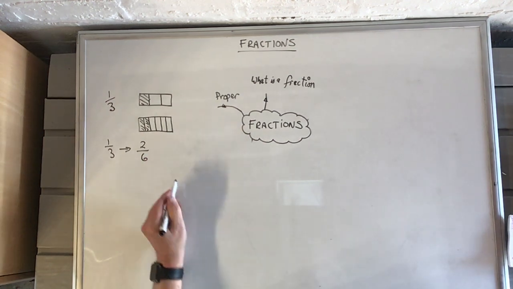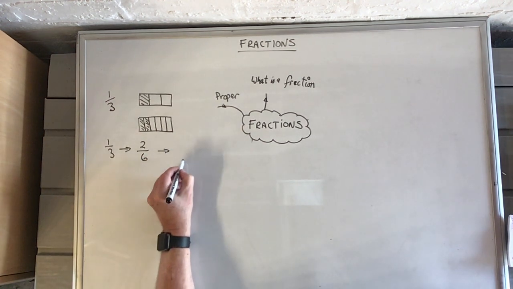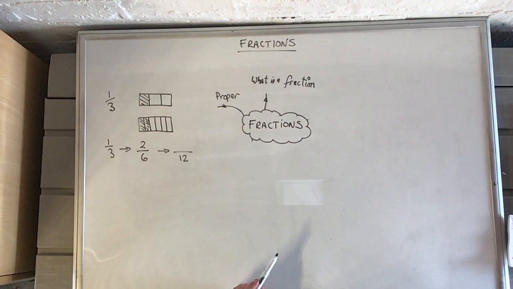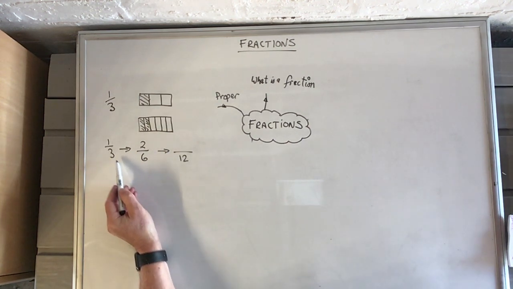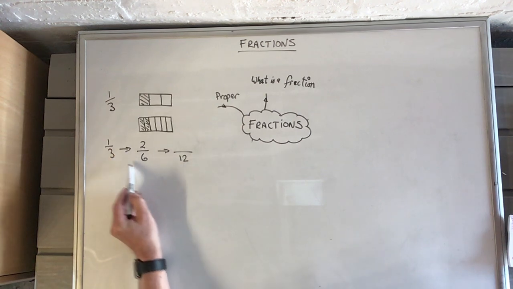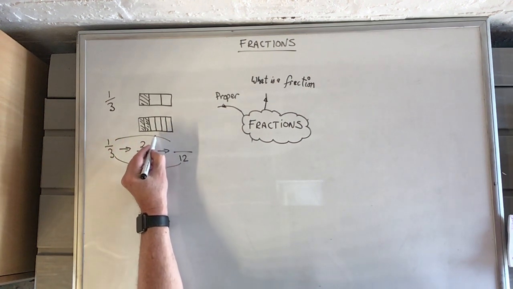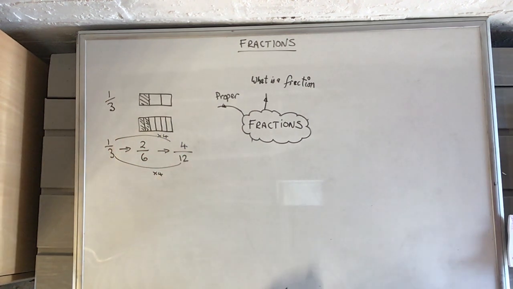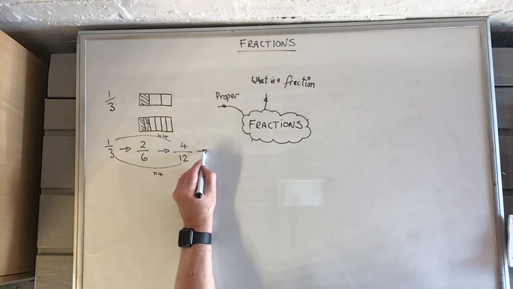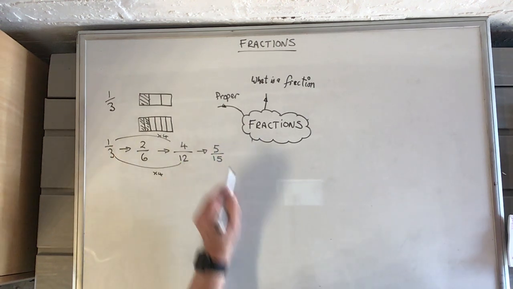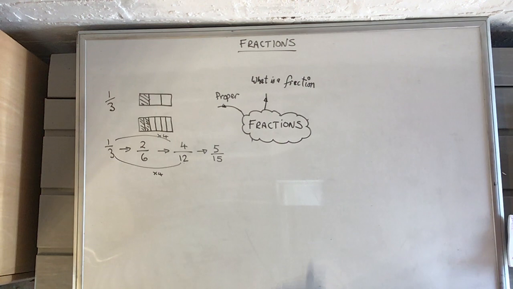And again, the 6, we could half them. If we half the 6s to make them 12s, how many would I need in the top? Well, 3 times 4 gives me 12. That means I need 4 times 1, and that's equivalent. And I just keep going with that. So if I take that and times it by 5, I get 15. Times the top by 5, 5 over 15, that's equivalent. Okay, so that's equivalent fractions, so I think I've done enough of them.